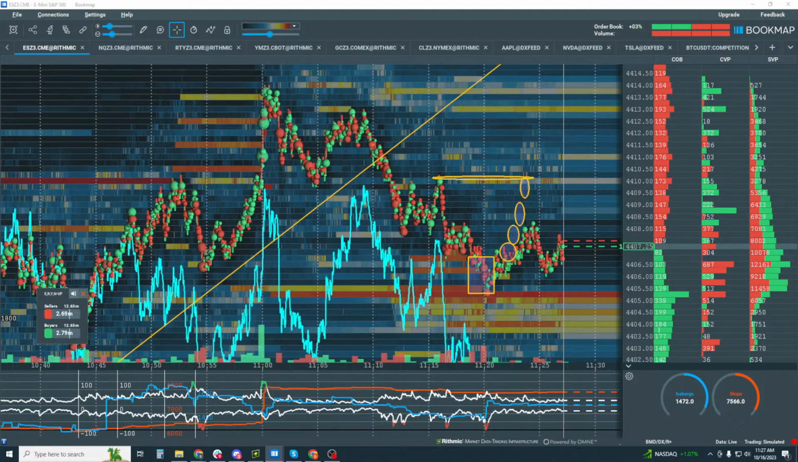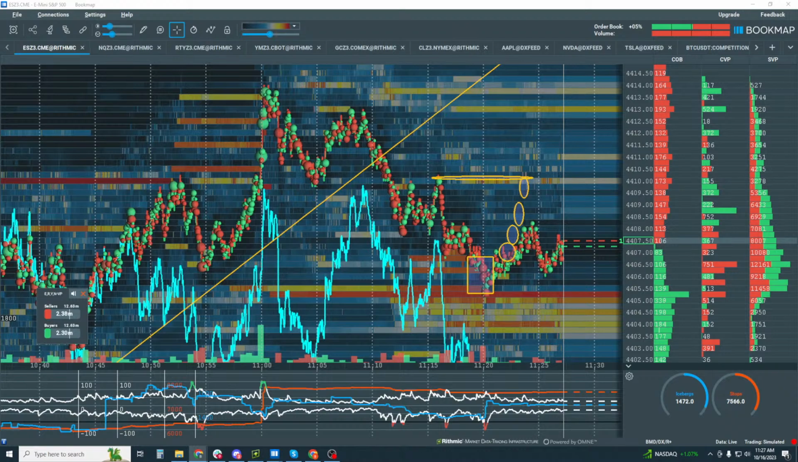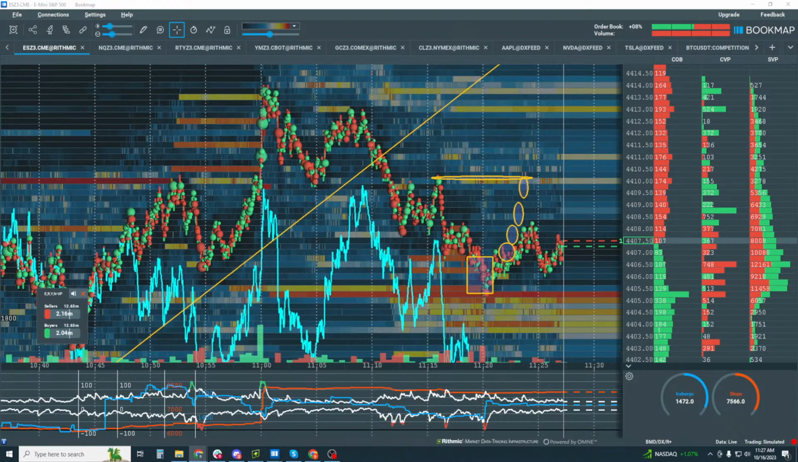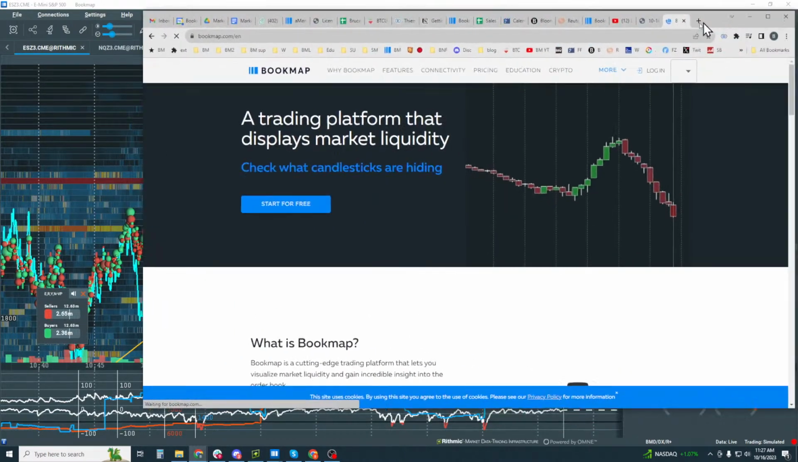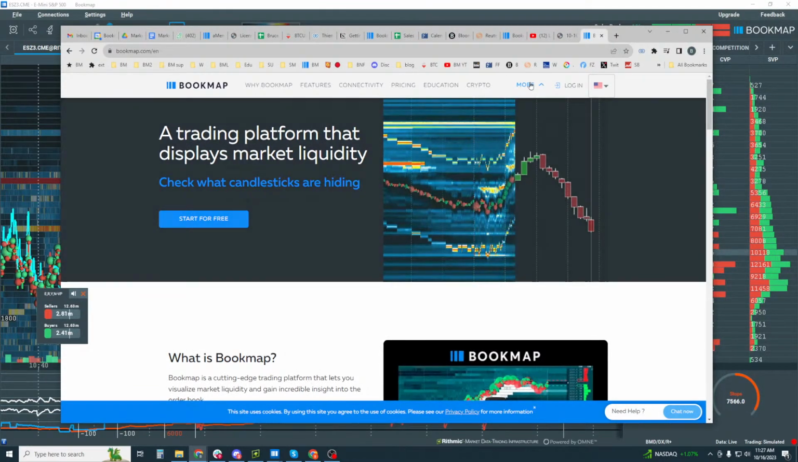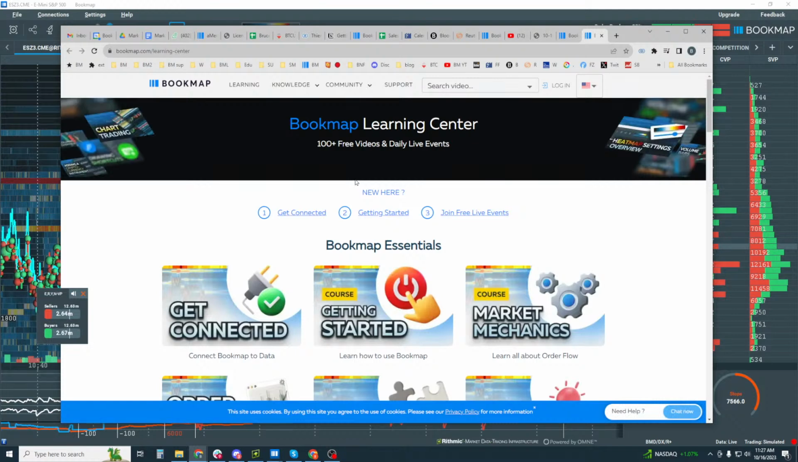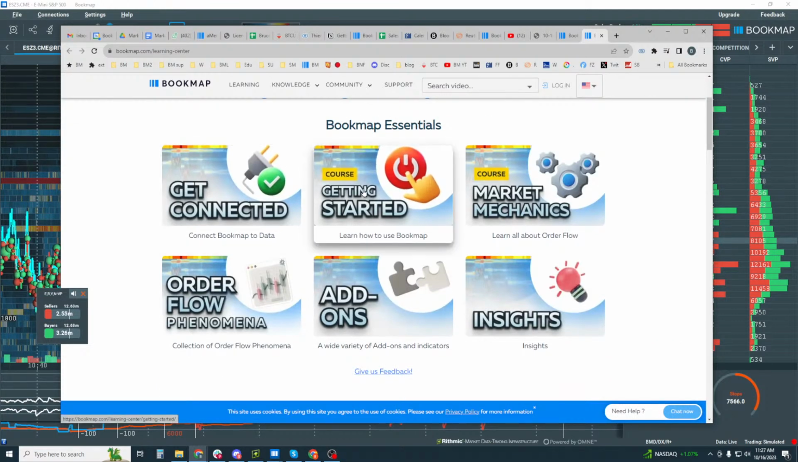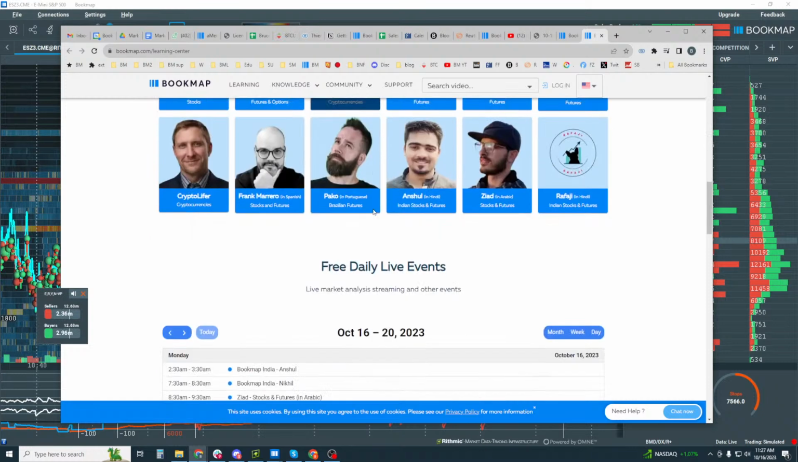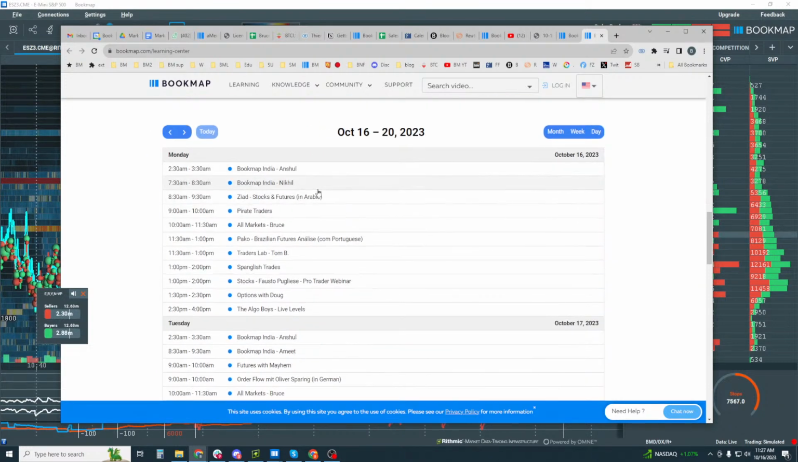Take a look at our whole calendar and schedule from the Bookmap Learning Center. Let me show you how you can get there. If you want, just go to the More button here from bookmap.com, and then go to the Learning Center here. We have these courses in here, but scroll down a little bit, and here's our calendar. So you can see who's up next.